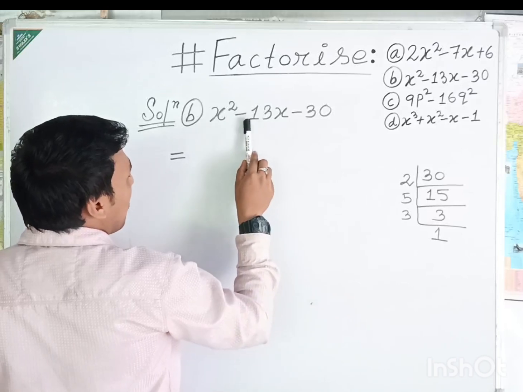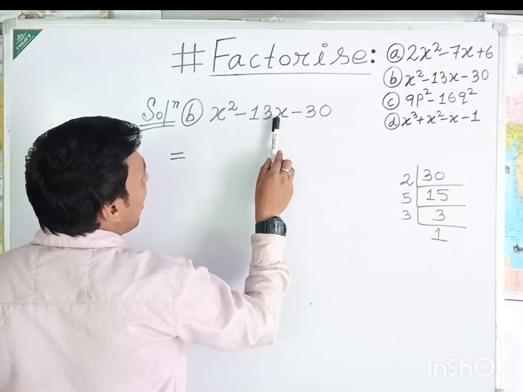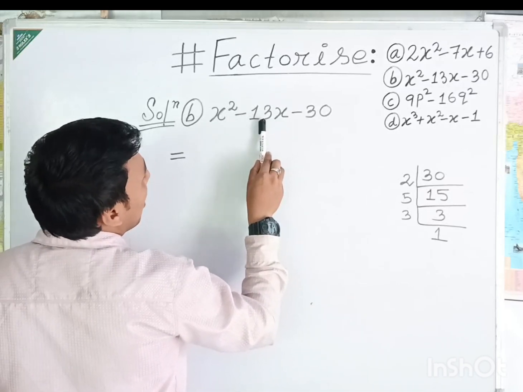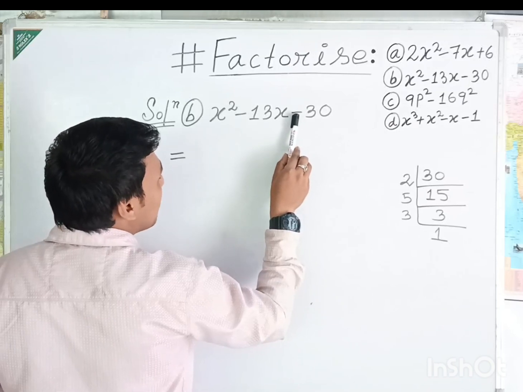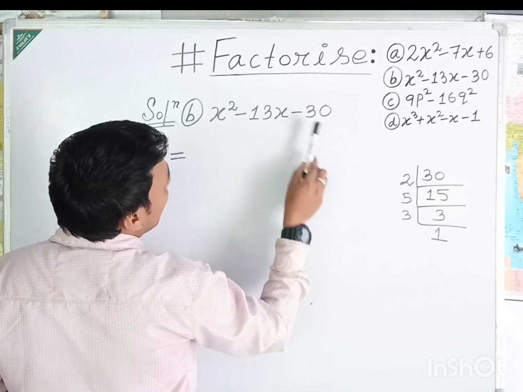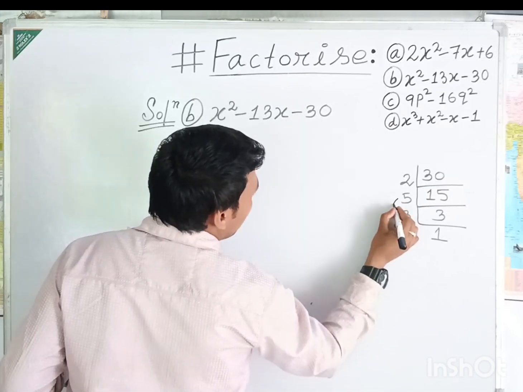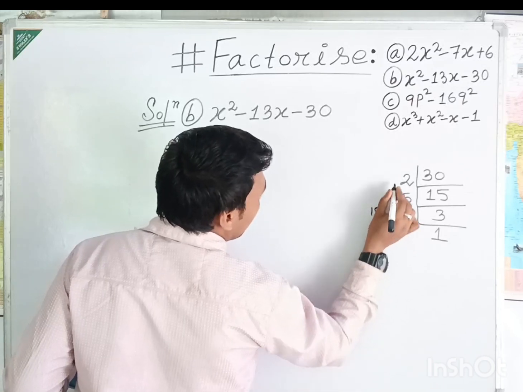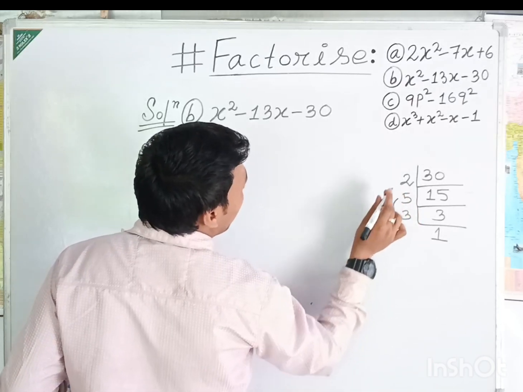Now I'll check this middle term. Here I have minus 13x. To get 13, I'll do minus. Why will I do minus? Because here I have a minus sign. So 5 3s are 15, and here left 2.